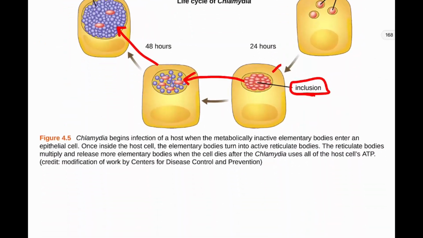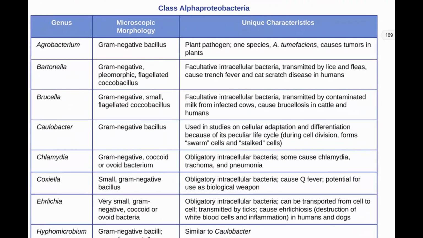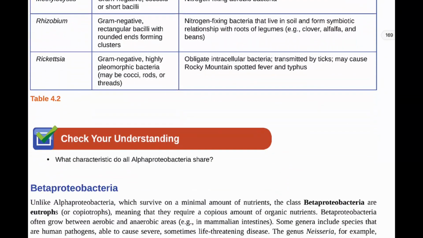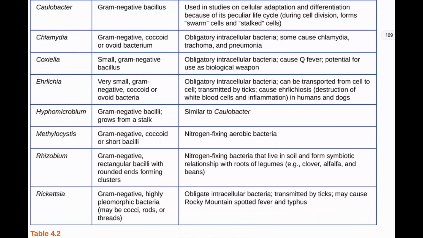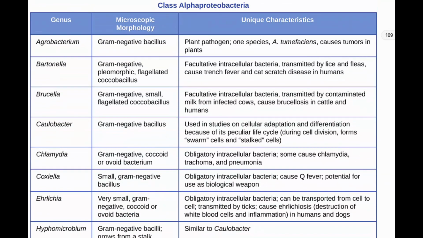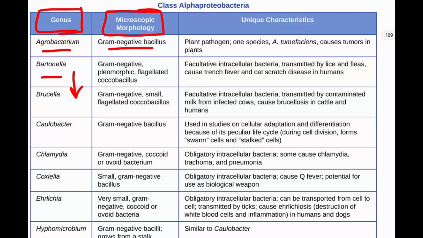All right, so then here we have a nice little table, Table 4.2, that talks about some different types of AlphaProteobacteria. So you should be familiar with these. So here is our genus, our specific type. We have our Agrobacterium, and I'm not going to read these out loud, you can read them, it's pretty basic. We have our microscopic morphology, so what they actually look like. Remember, when we're talking about proteobacteria, we're talking about gram-negative bacteria. So these are all going to be gram-negative, as you can see. And then it describes it further.